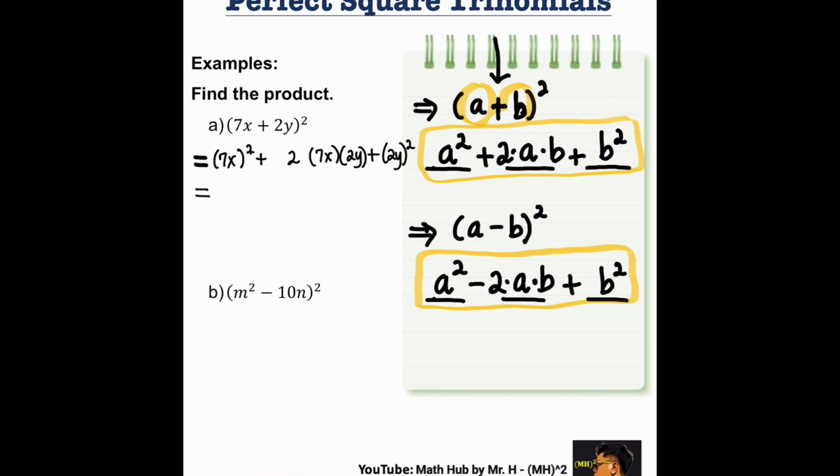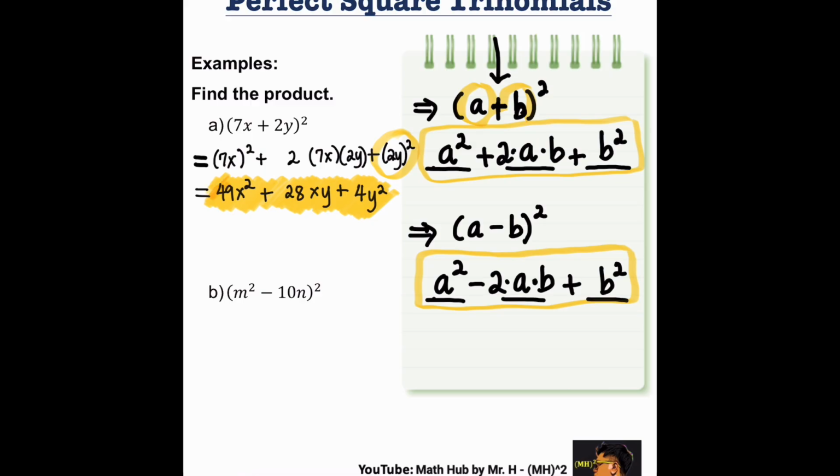So 7 squared is 49, and x squared is x squared. And then for the middle term, we multiply the 3 coefficients first. So we have 2 times 7 is 14, times 2 is 28. And x times y is xy. Then copy the sign plus. And again here, we square the whole thing. So 2 squared is 4, and y squared is y squared. And that is the final answer. So this is the special product that is called a perfect square trinomial.